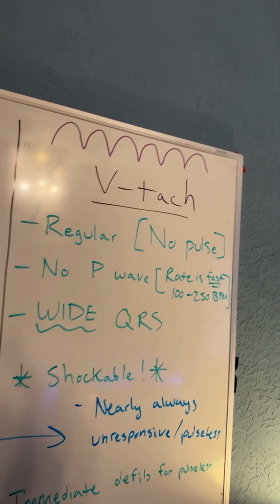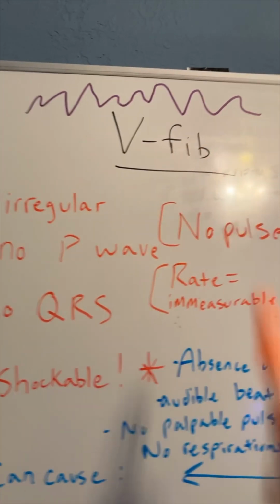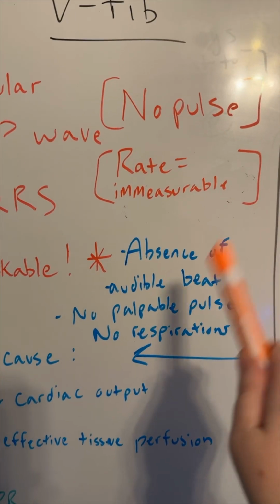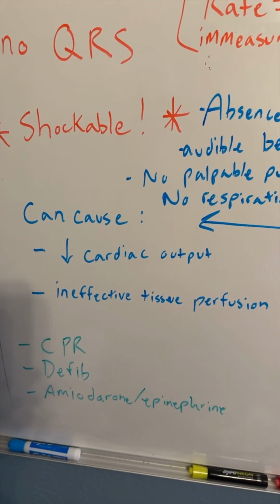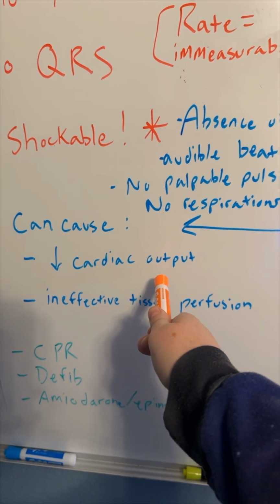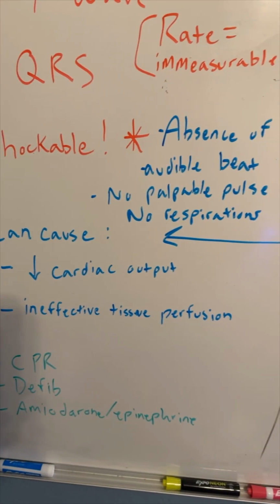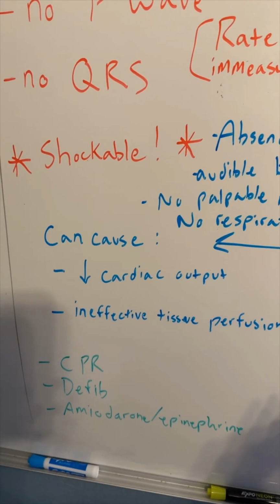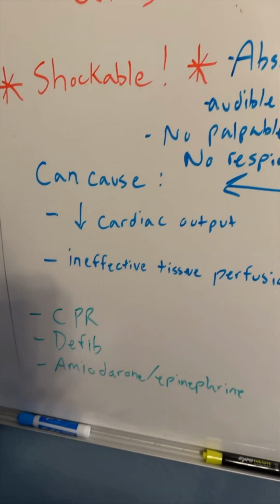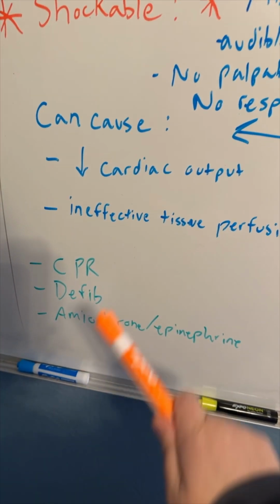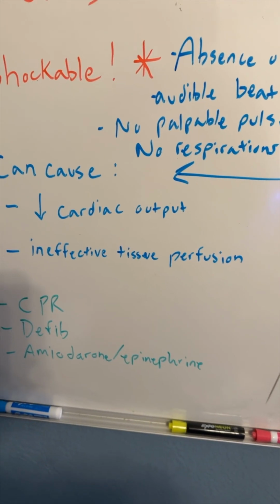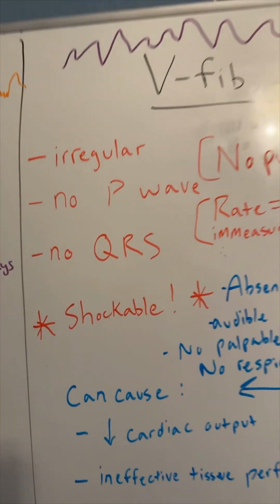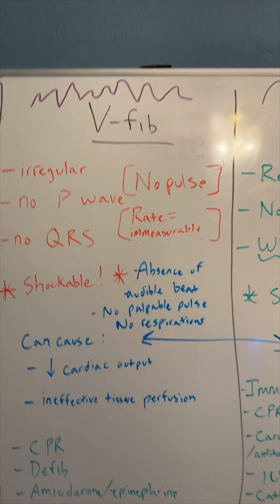There's no clear pulse. So anyways, going back to VFib, there's not going to be an audible heartbeat, there's not going to be a palpable pulse, and they're not going to be breathing. So that's not good. Clearly it's going to cause decreased cardiac output and ineffective tissue perfusion, because it's essentially not pumping. It's just fibrillating. So we're going to do CPR, we're going to defibrillate, and we're going to medicate with amiodarone and or epinephrine. And we're going to pray, because that ain't good.